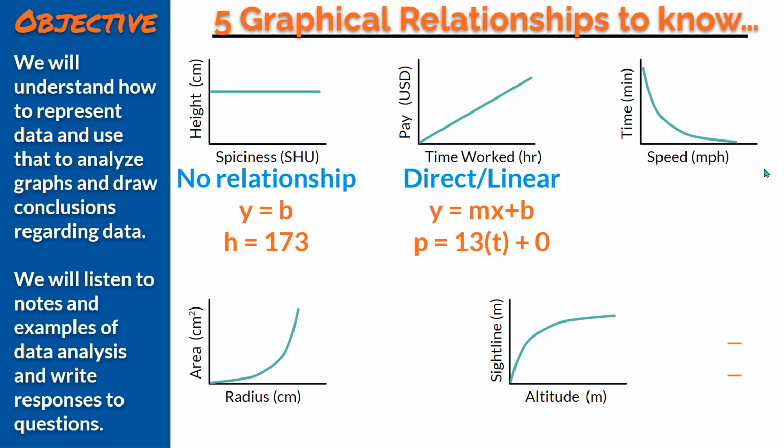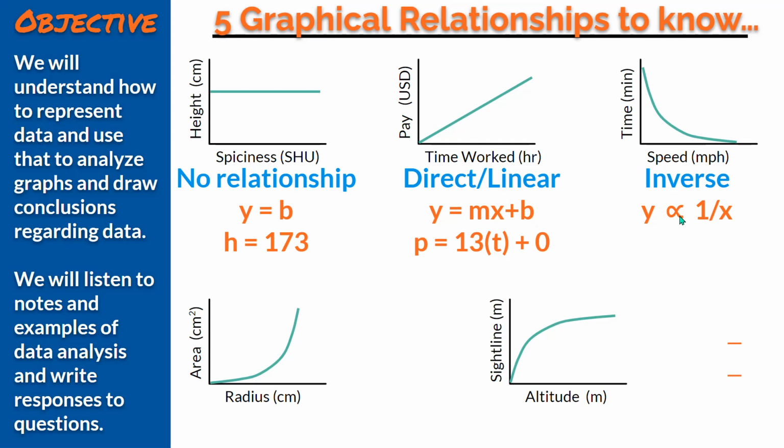Okay, this third one is an inverse relationship. Okay, this is a graph showing the time it takes to get somewhere based on how fast you drive. Obviously, if you drive faster, it takes less time. So you have an inverse relationship between these. This one I'm not going to write an equation for. I'm simply going to state what that relationship is.